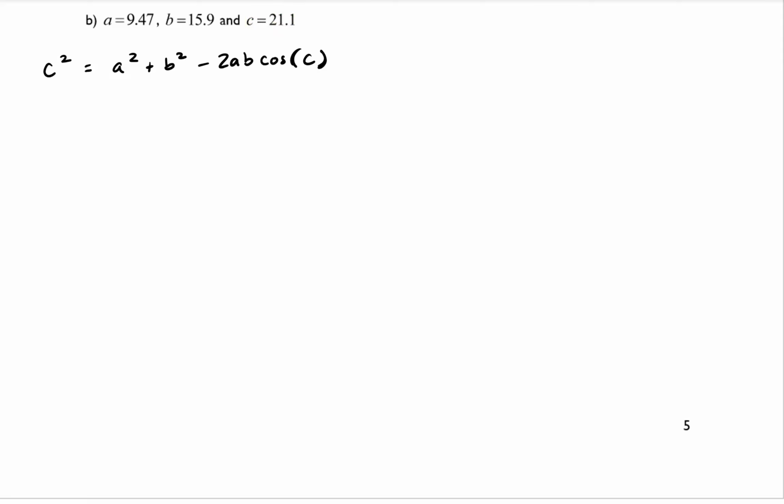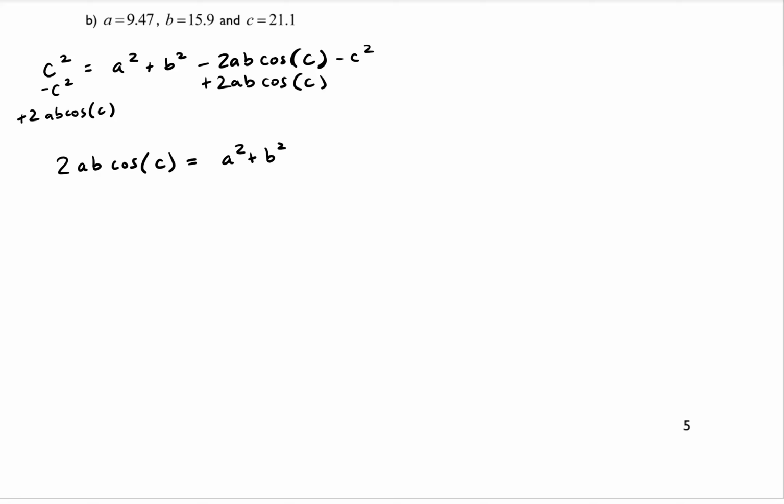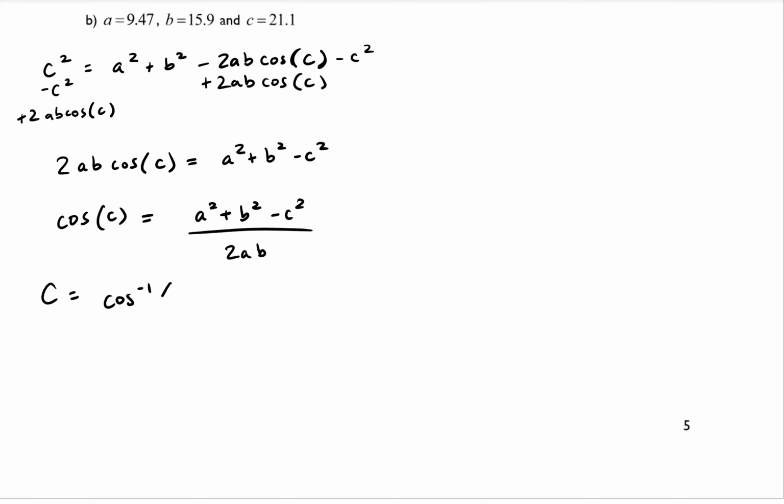So I chose C, and now I'm going to manipulate this equation algebraically. So I'm going to add 2ab cosine of C to both sides, and also subtract c squared from both sides. So that's going to give us 2ab cosine of capital C is equal to a squared plus b squared minus c squared. And then I can divide both sides by 2 times ab. And then I can apply cosine inverse on both sides.